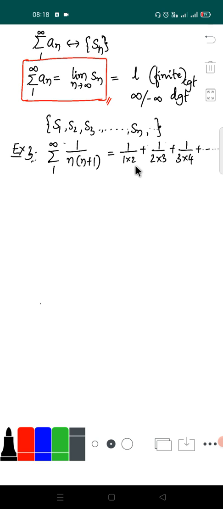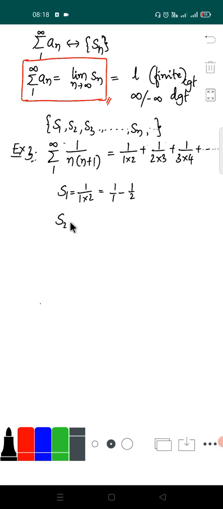So the first term here, second term, third term. S1 can be written like this: 1 by 1 into 2. So you can say that this is nothing but 1 by 1 minus 1 by 2. Okay, for the simplification purpose, in the further S2 and S3 terms. So this is simply 1 by 2.